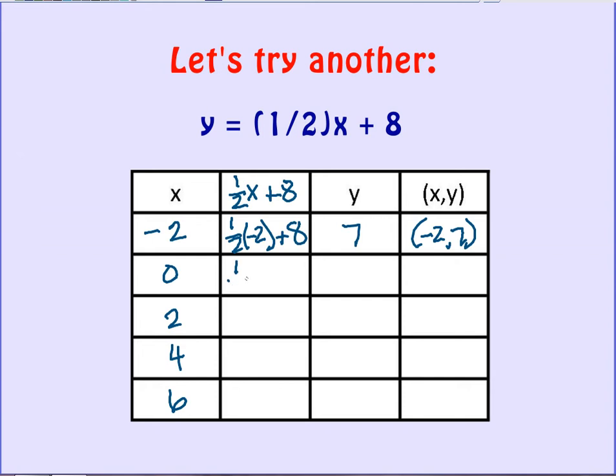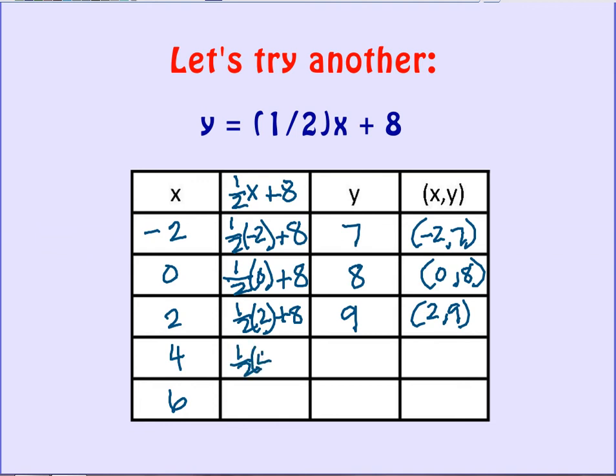If I take half of 0, this is having a hard time writing. Half of 0, that's 0. When I add 8 to that, I get an 8. And so my next point is 0, 8. Half of 2 is 1. 1 plus 8 is 9. So my next point is going to be 2, 9.